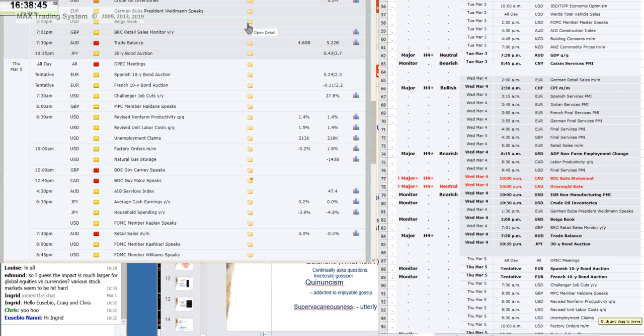Then I will monitor the US dollar beige book. The beige book is a set of opinions by a large sample of people in the administrations about the US economy. Then we have the Aussie trade balance, so major higher time frames bearish, and monitor the Japanese 30-year bond auction.